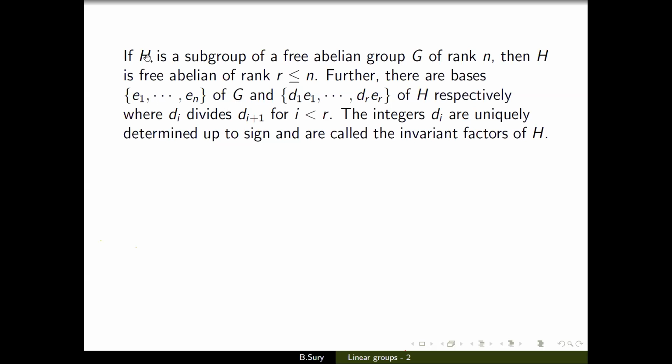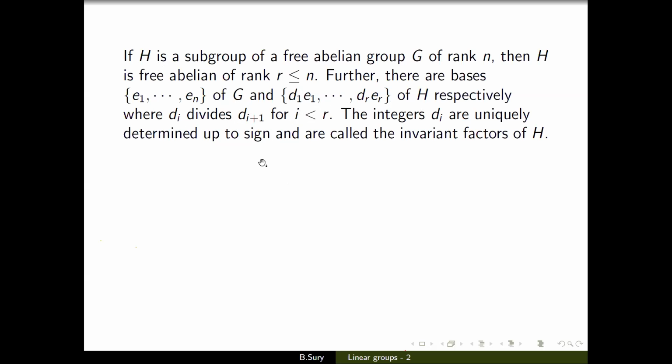What we are saying is, given any subgroup of such a group, you can choose a basis. Even if you have some original basis, you have to change the basis. Some new basis is there, such that multiples of these basis vectors form a basis of H, the first r basis vectors, where r is less than or equal to n. So any subgroup is going to look like this.